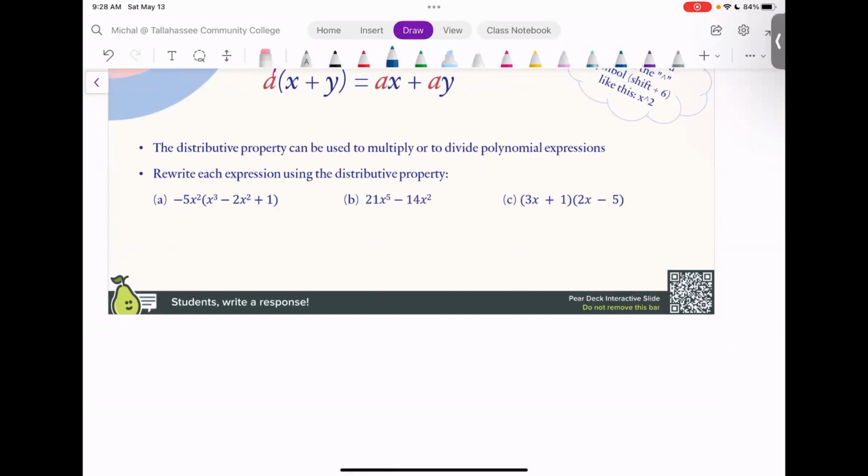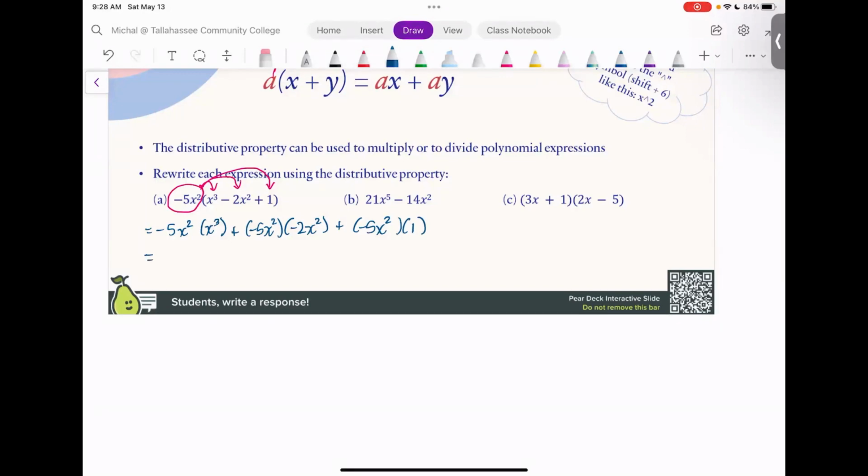In problem A, we're going to multiply the term negative 5x squared by every term inside of the group. This gives me negative 5x squared times x cubed plus negative 5x squared times negative 2x squared plus negative 5x squared times 1. I go ahead and simplify.